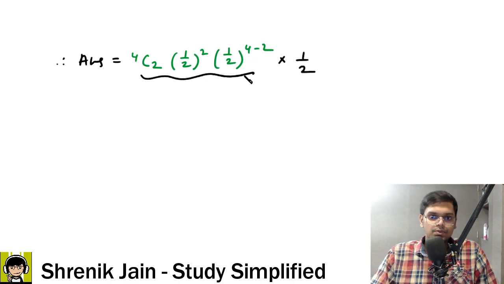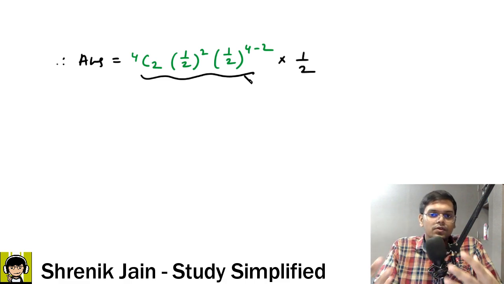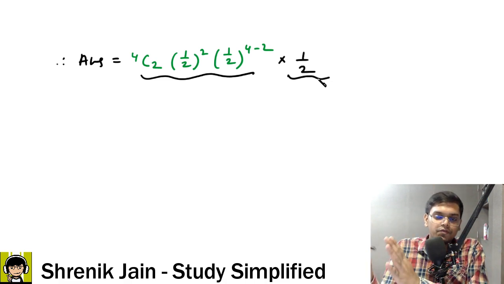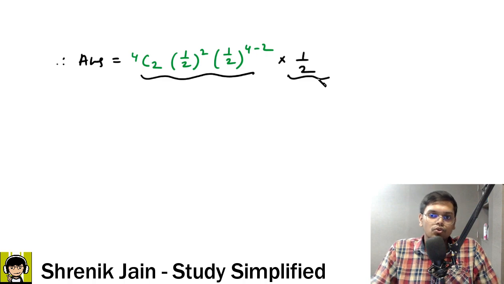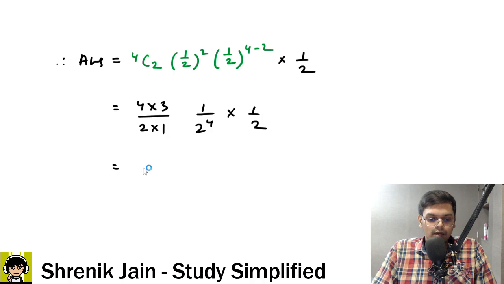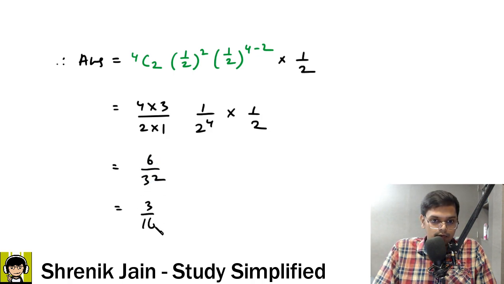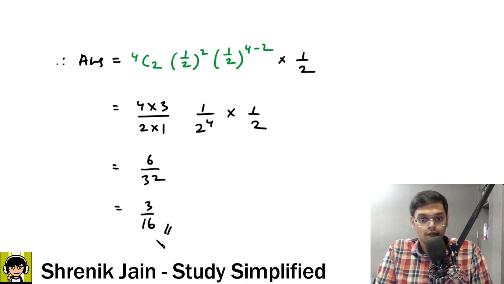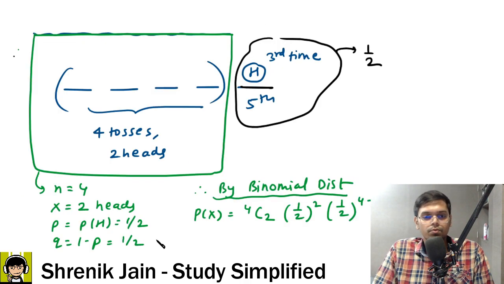This is where I am saying getting exactly 2 heads in the 4 tosses. This is where I am saying on my 5th place I want a head. So overall I can say third head at the 5th toss. Finally, 4C2 is 4 into 3 divided by 2 into 1, then half to the power 2 is half to the power 4 into half. Finally if you simplify, you will get 6 by 32. Sir, it can be said as 3 by 16, and that's what was told. Sir, 3 by 16, that is the option.